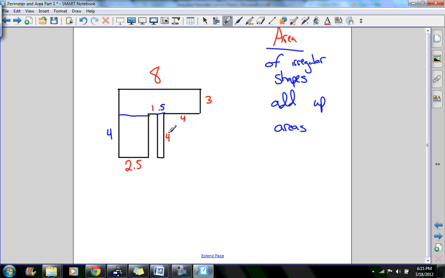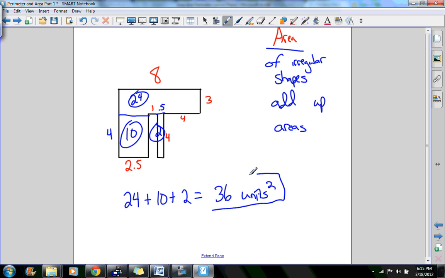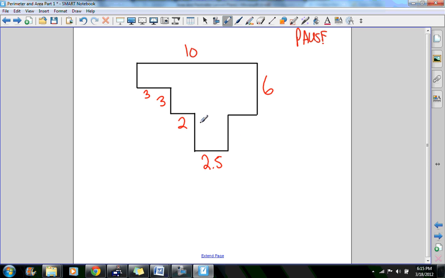This is base 0.5, height of 4. The area here is 2. Here the base is 2.5, the height is 4, so the area is 10. And here is going to be 8 times 3, which is 24. So the area of the whole shape is going to be 24 plus 10 plus 2, which is 36 square units. So we add up all the individual areas. We just got to break it up into shapes that we can understand. All right? So I want you to try this one.